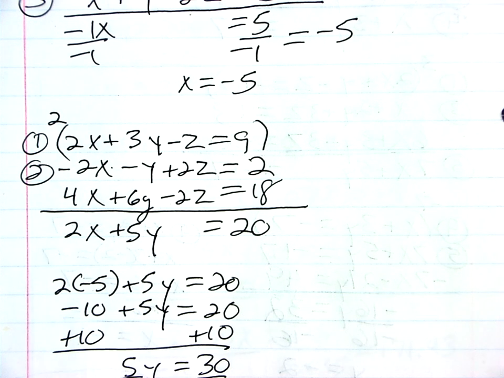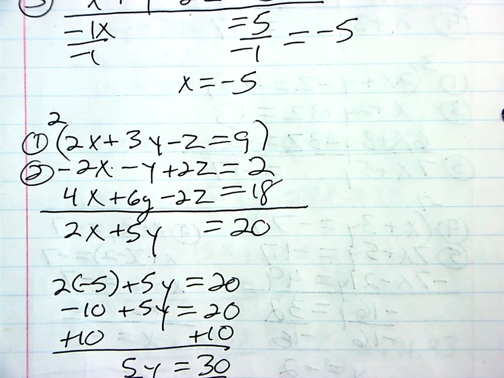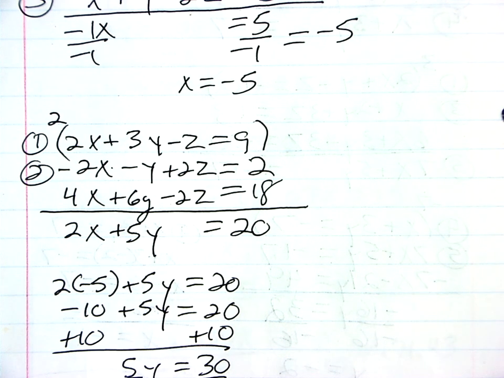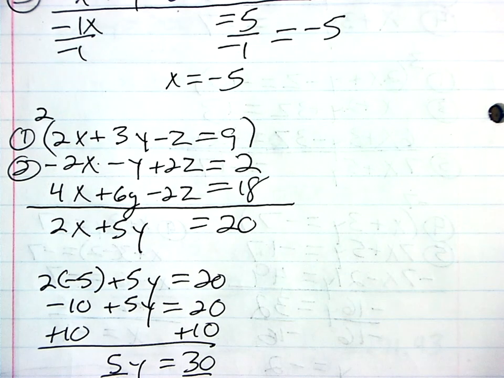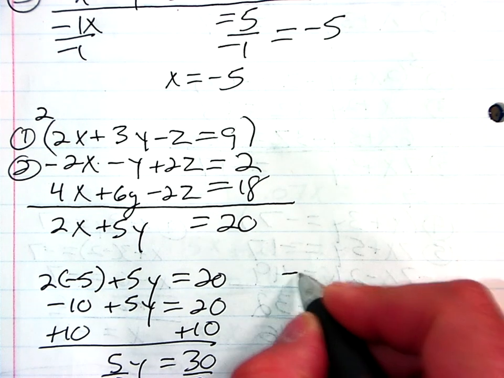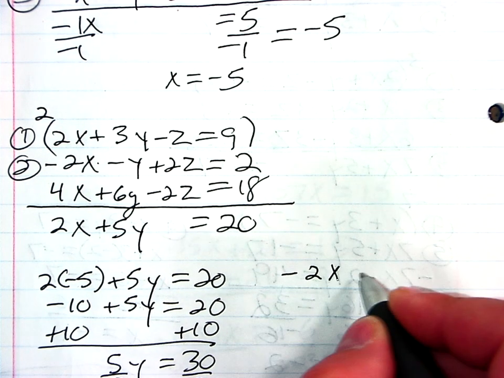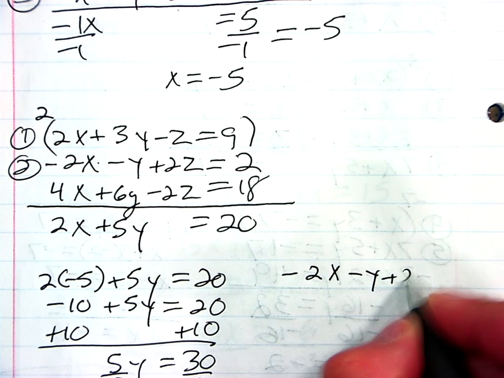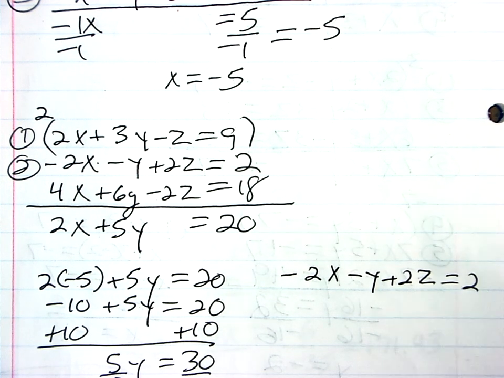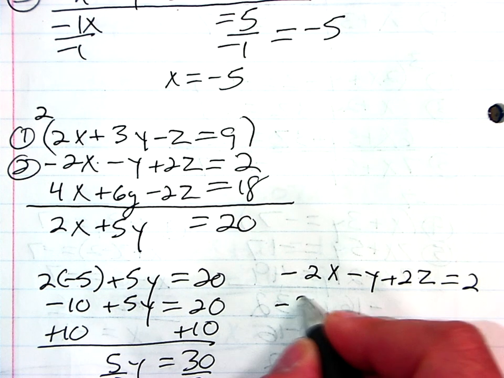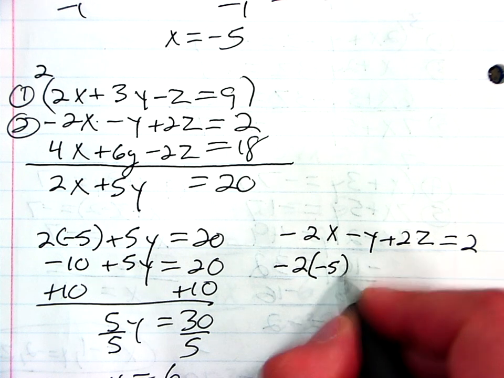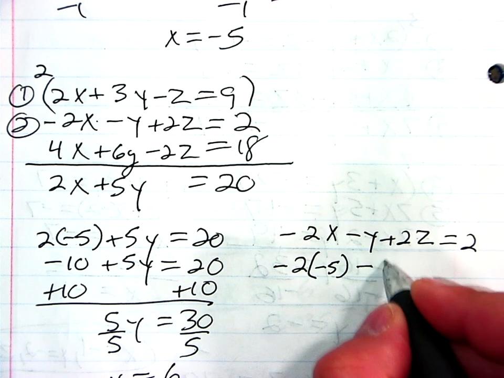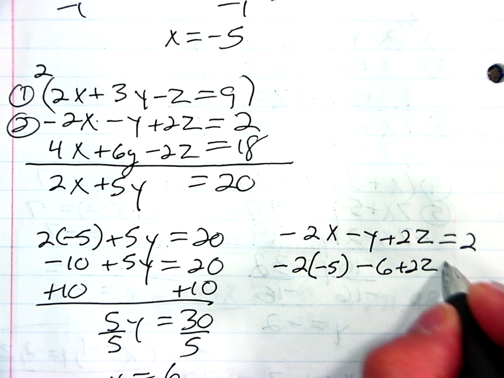So now we have x, now we have y, we need z. Does it matter which line I plug it in to solve for z? It does not matter. I would probably do the middle one because your z is positive. So negative 2x minus y plus 2z equals 2. And now we're going to substitute in negative 2 times x. X is negative 5. Minus y. Y is 6. Plus 2z equals 2.